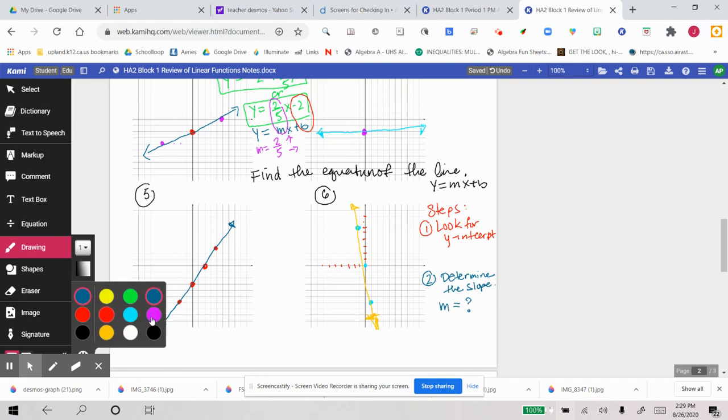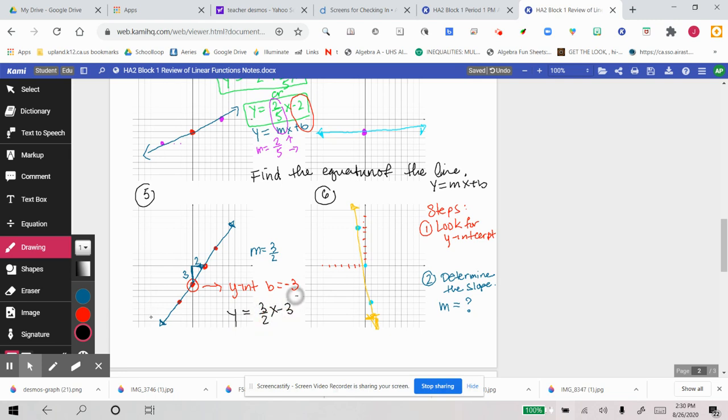So here we're going to look for a y-intercept. That's where it crosses the y-axis. This is where it crosses the y-axis. So b is negative 3. And we're looking at how I go from one point to another point. It doesn't matter which point you pick. It's just how do we go from one spot to another spot? Well, we're going up 3, right 2. So it's going to be y equals 3/2 x minus 3.